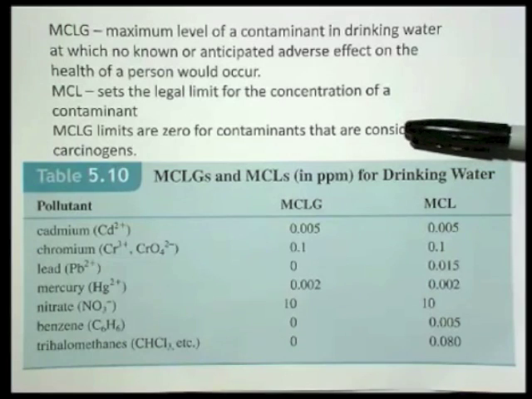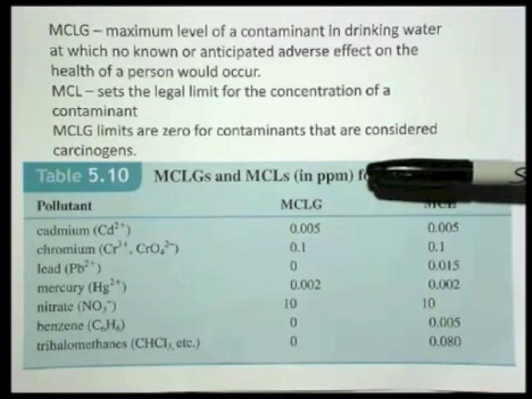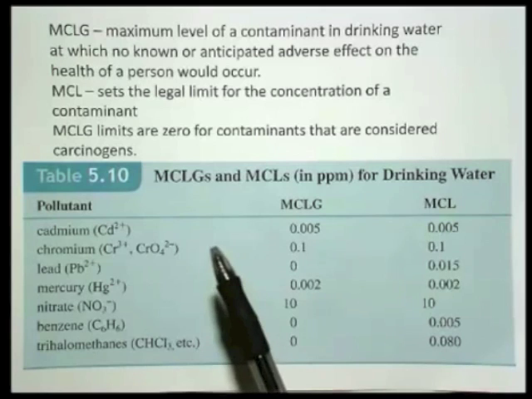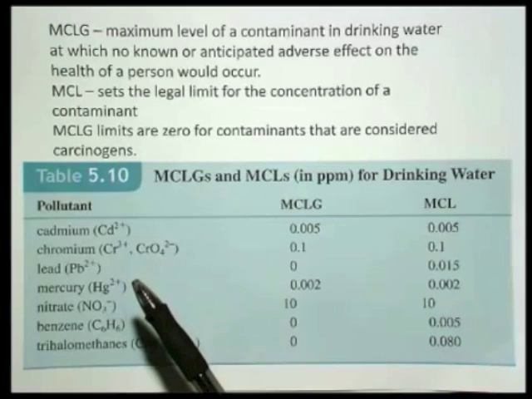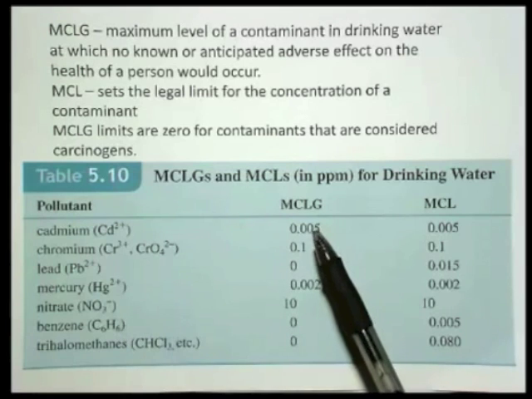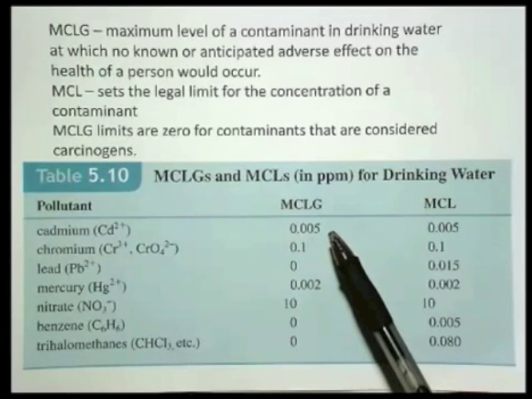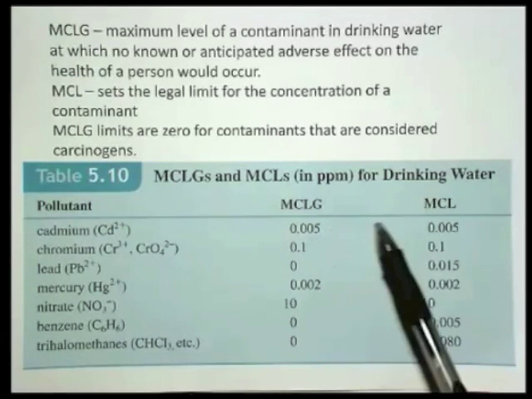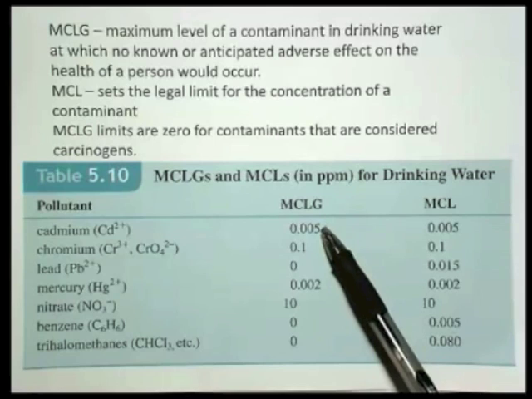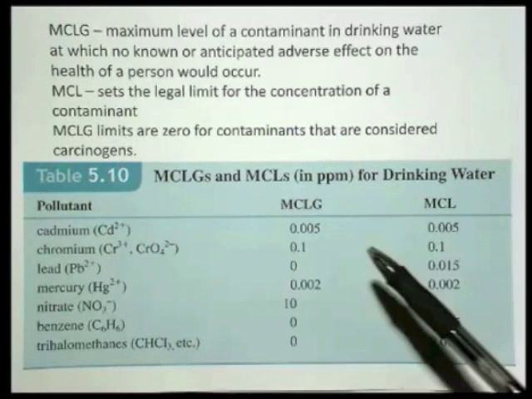And the MCLG limits are 0 for contaminants that are considered carcinogens. Okay, so for example, just some are listed here: cadmium, chromium, lead, mercury, nitrates, benzene, and trihalomethanes, such as chloroform here. And you can see that in most cases, the maximum level, the MCLG, is the same as the MCL. So this is the maximum known limit where no adverse effects would be found.